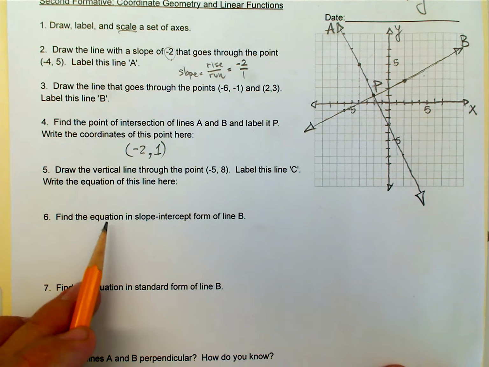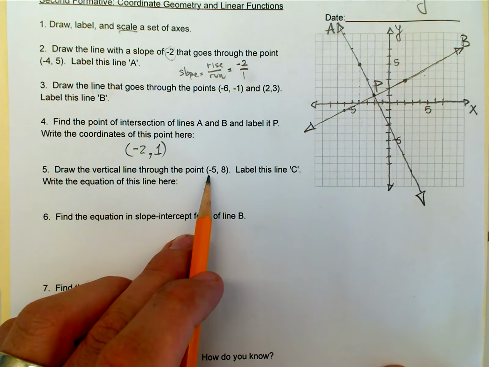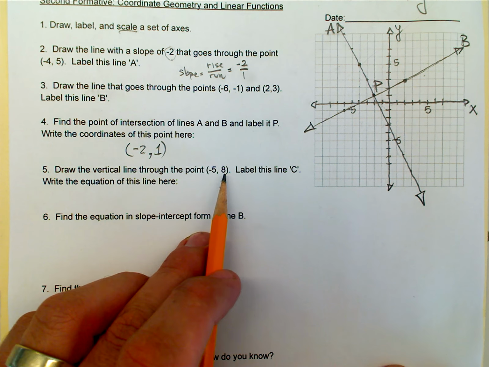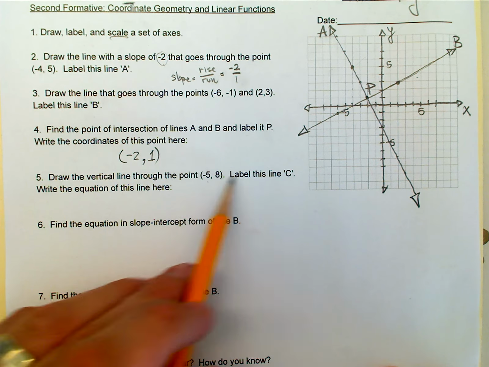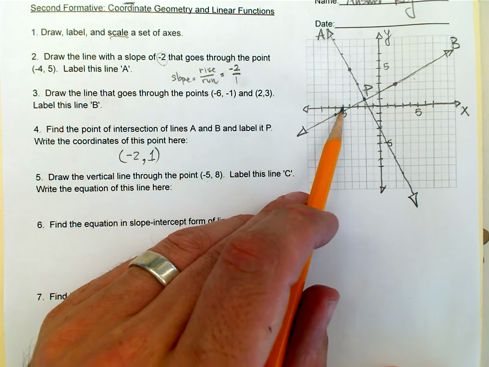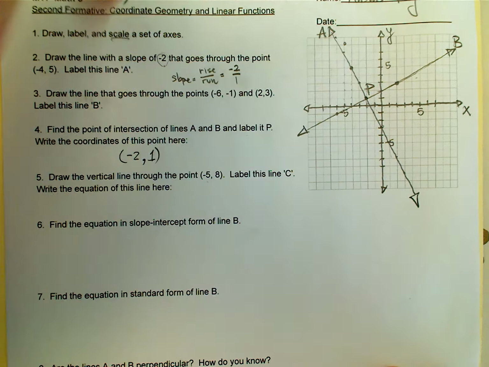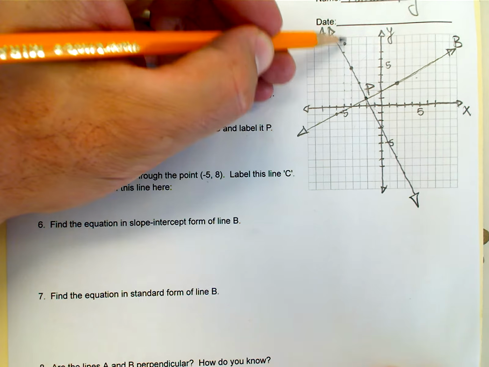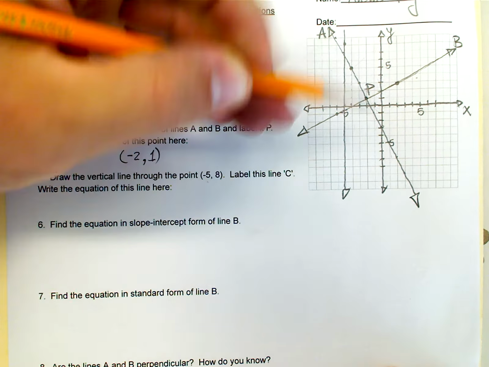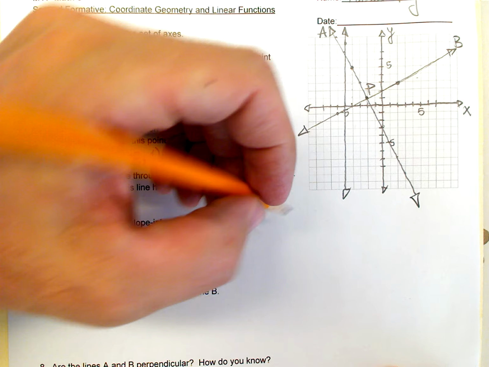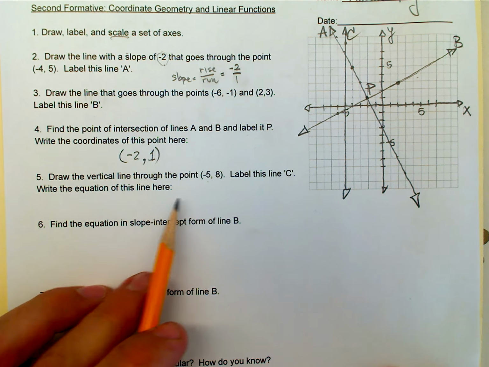And let's see, the last line I have to draw is right here in number 5. It says, draw the vertical line through the point (-5, 8), and label this line C. So let me find the point (-5, 8). Here's -5, and then I'm going to go up 1, 2, 3, 4, 5, 6, 7, 8. It's right there. So the vertical line through that point is just this line. That's vertical. And I'll put a little C next to that line, labeling it C.